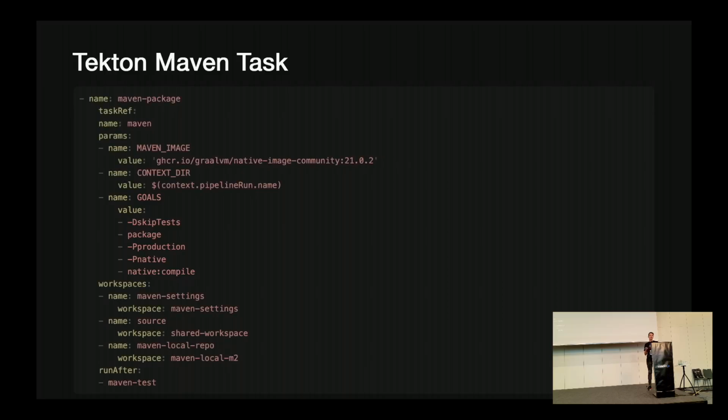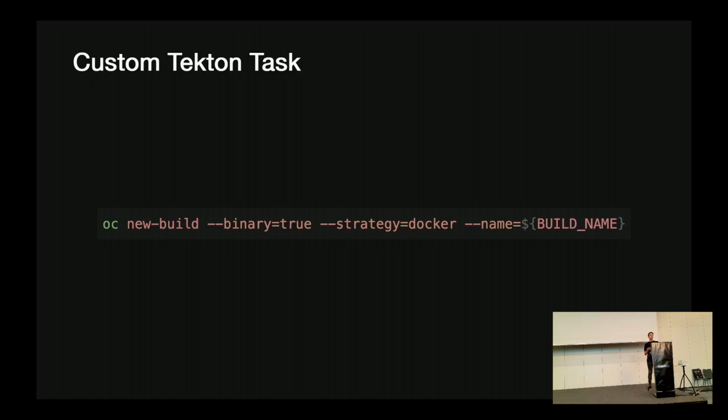So the next step in our pipeline would be to actually create a container image using the native image we just created and a Docker file like the one we've seen earlier. For this purpose, we can create a so-called build config that we can implement in a custom task in our pipeline. We can create such a build config with this command, for example, and this oc command belongs to the OpenShift command line interface.